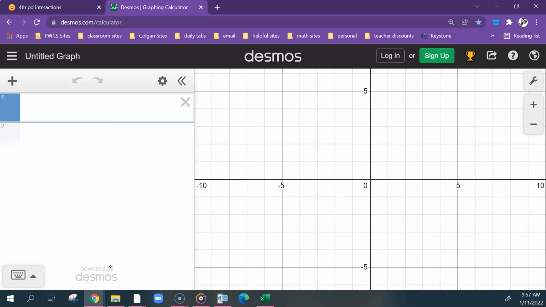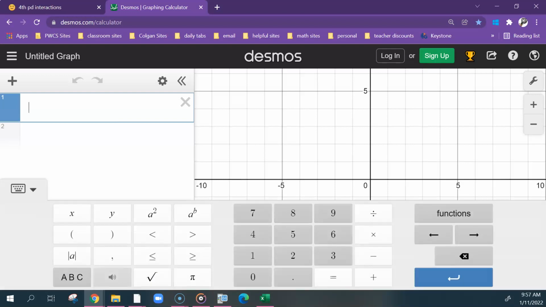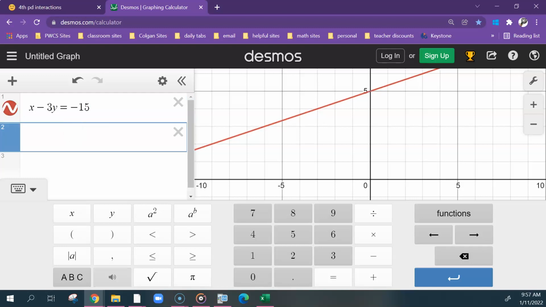So before you guys start packing up, we are going to do one in the calculator. So I could type this in exactly as is. x minus 3y equals -15. And 9y minus 3x equals 45.